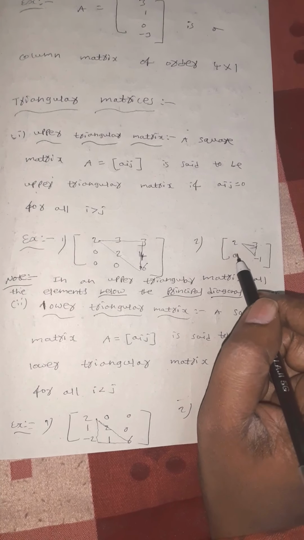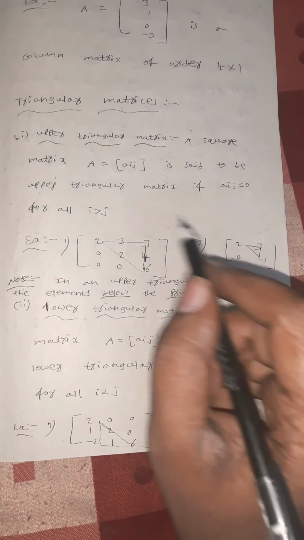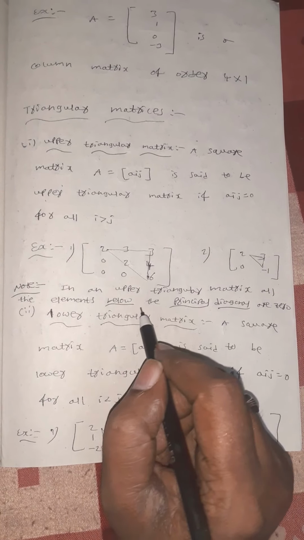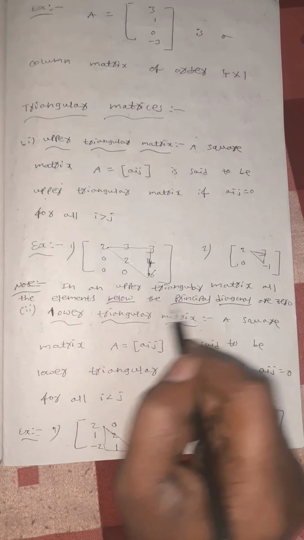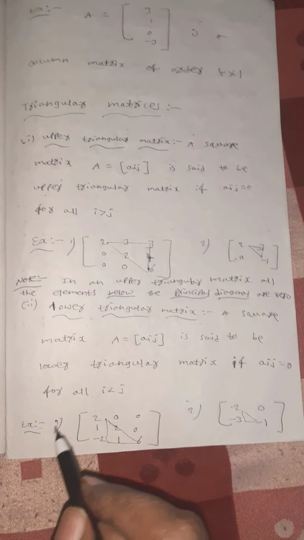So here, second row, first column, 2 is greater than 1, the condition is satisfied. So below the principal diagonal is 0. So it is an upper triangular matrix.